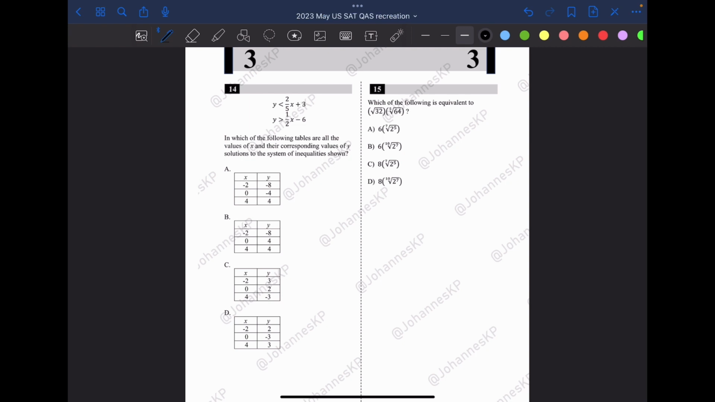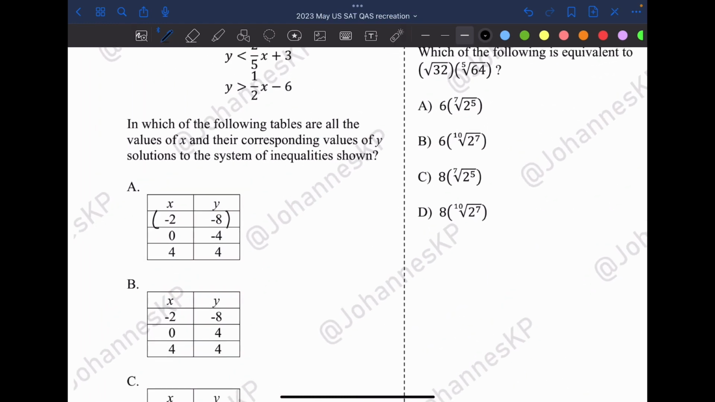For the first one we have a value of (-2, -8). That's a point. I'm going to write it in red. That's the point that we are checking works for both inequalities. It can't just be one inequality, it has to be both. So let's check that. The left side of the inequality would be y, so in other words it would be -8.